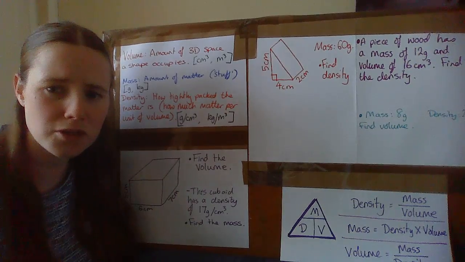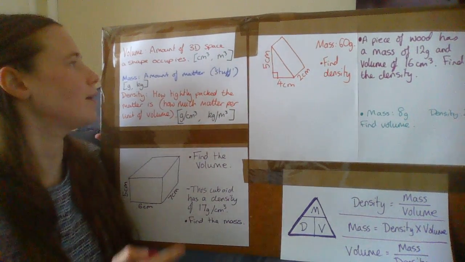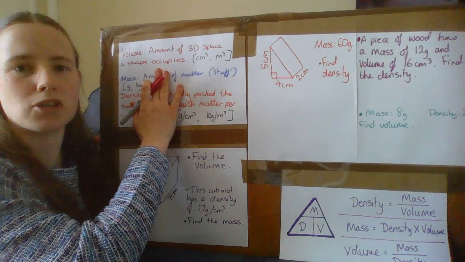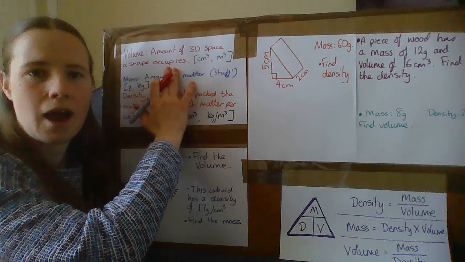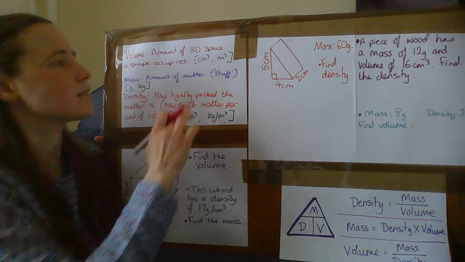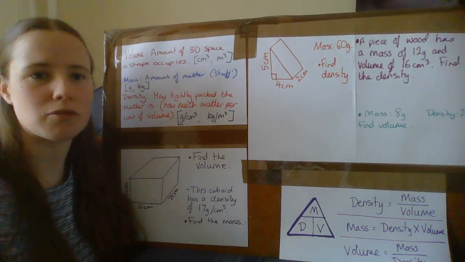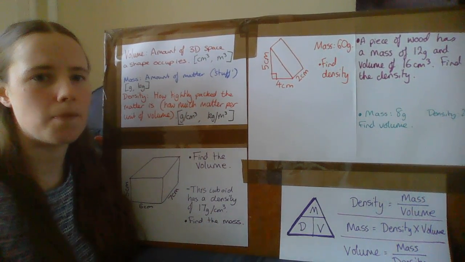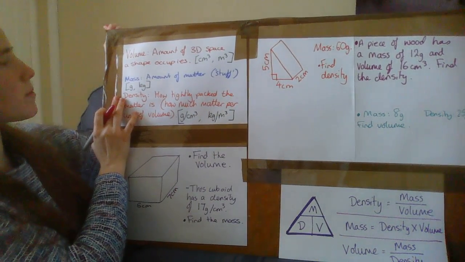First of all, hopefully you have already heard of volume. Volume is a way we measure the amount of three-dimensional space that a shape occupies, and we measure that in little mini cubes. So you might measure it in centimeters cubed or meters cubed, feet cubed. You can measure it in different lengths cubed, but that's volume, the amount of 3D shape space.